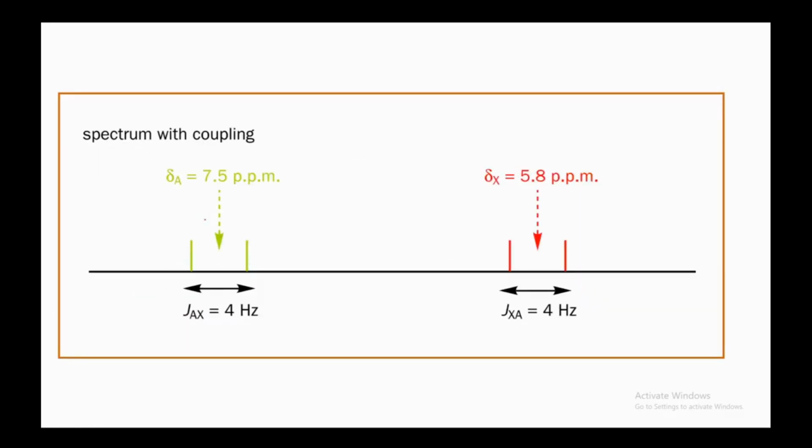Here is the spectrum with coupling. This is the ppm value for A, 7.5 ppm, and the distance between these two lines of the doublet is 4 Hz. So J is called coupling: A couples with X, that is 4 Hz. And this is the coupling constant for signal X, 5.8 ppm, and that is the distance between these two lines, JXA. X is the proton which couples with A, and the distance between X and A is 4 Hz.